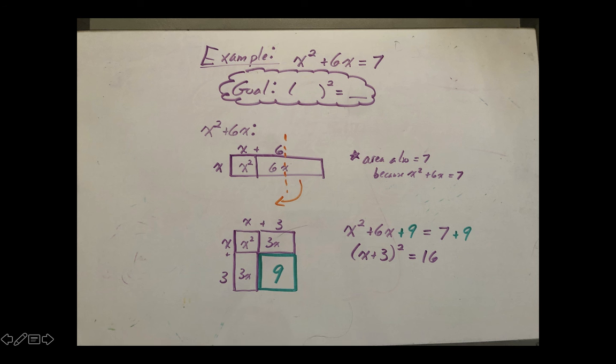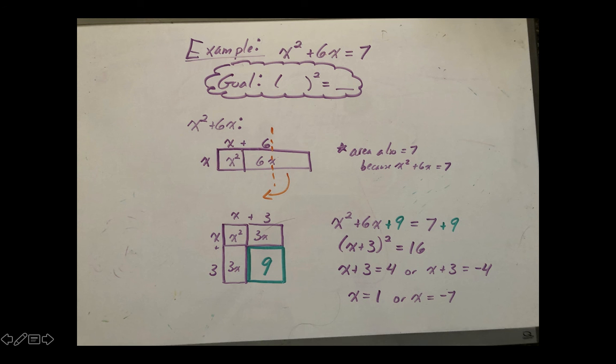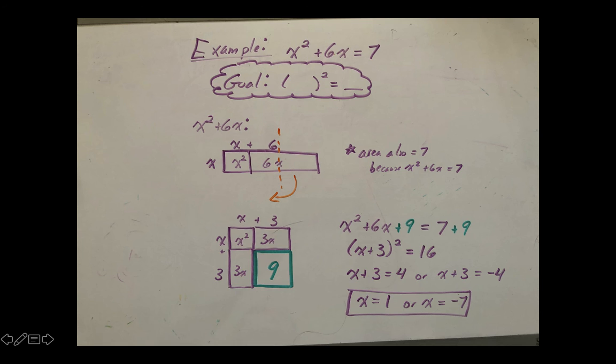So we've got x plus 3 squared equals 16, which gets us x plus 3 equals 4, or x plus 3 equals negative 4, which then gets us x equals 1 or x equals negative 7. And that's our final answer. So those are the two solutions to that equation that we started off with. In this case, we got two rational solutions.